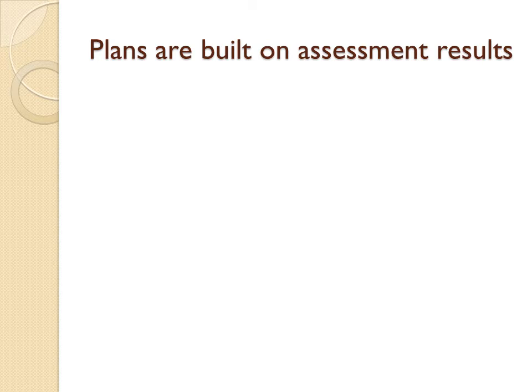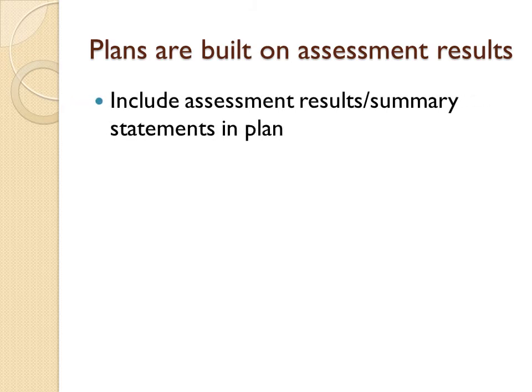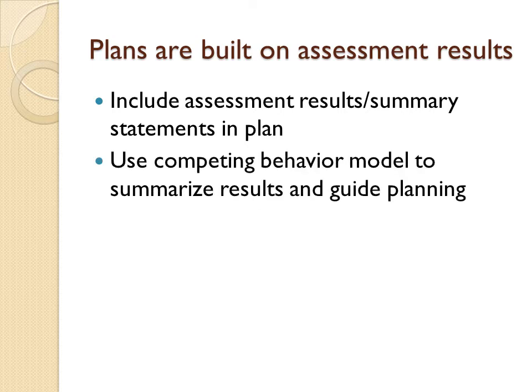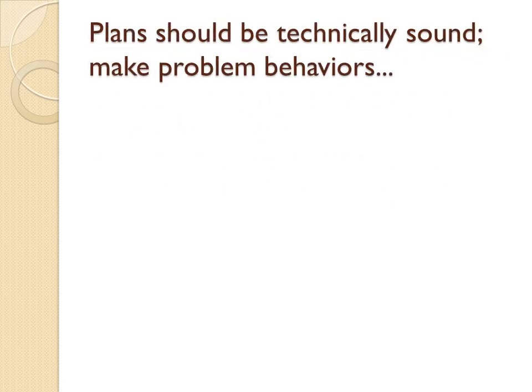Effective plans are built on assessment results. This is something that wasn't true in the past. We discussed in class how in the past behavior plans were built based on what the behavior looked like. One of the starting points for developing an intervention plan is to come up with a summary statement. Remember, a summary statement is a hypothesis. It's a theory about why the behavior is occurring, and we develop it based on the information that we have. We also use the competing behavior model as a way of examining what's currently happening and determining what to teach.